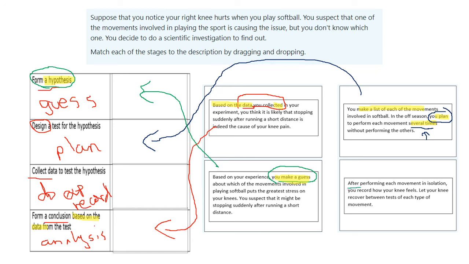after performing each movement in isolation, you record how your knee feels. You collect data. You record how it feels. So because you are recording, you are collecting the data. So the idea of recording how you feel is the idea of collecting the data. And you do each type of test one by one, each type of movement one by one, so that you can record information for each type of movement.